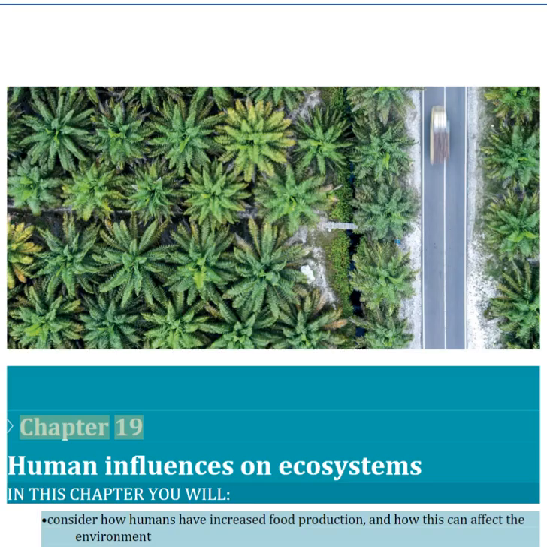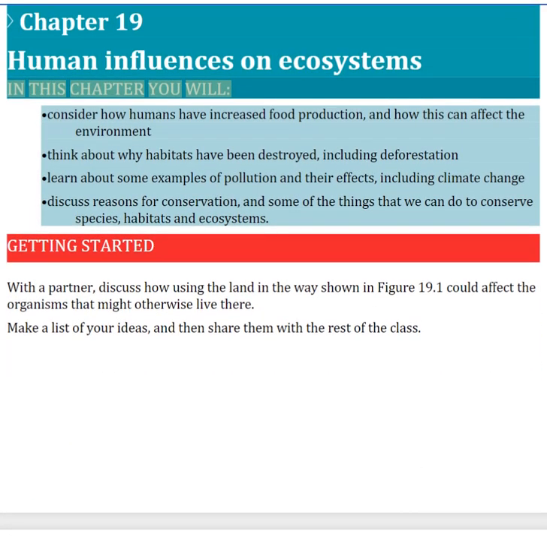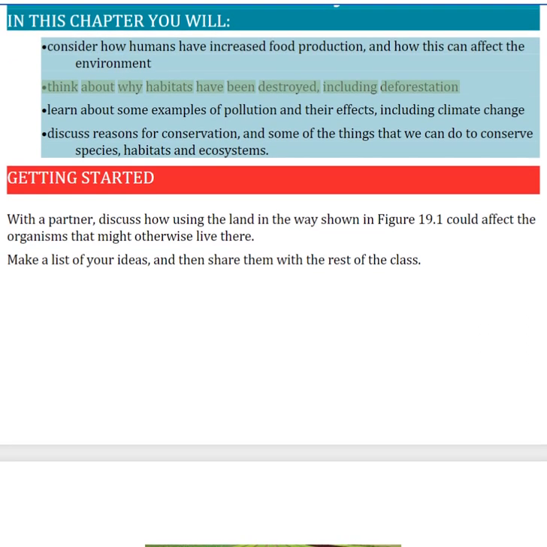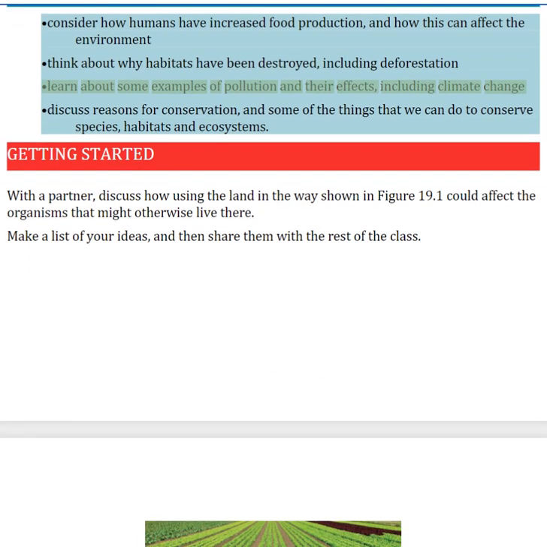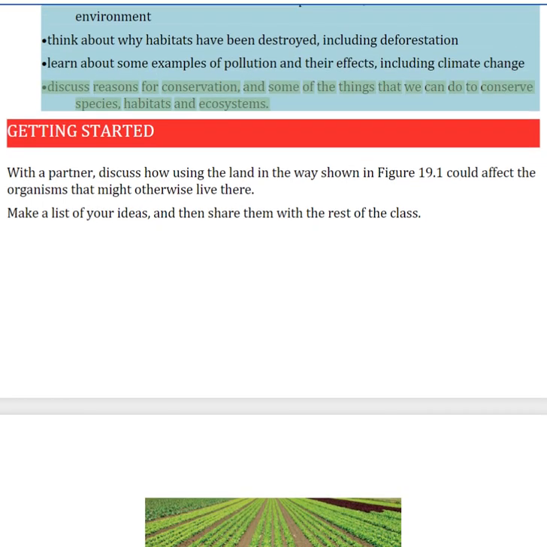18.3. Chapter 19. Human influences on ecosystems. In this chapter you will consider how humans have increased food production and how this can affect the environment. Think about why habitats have been destroyed, including deforestation. Learn about some examples of pollution and their effects, including climate change. Discuss reasons for conservation and some of the things that we can do to conserve species, habitats, and ecosystems.